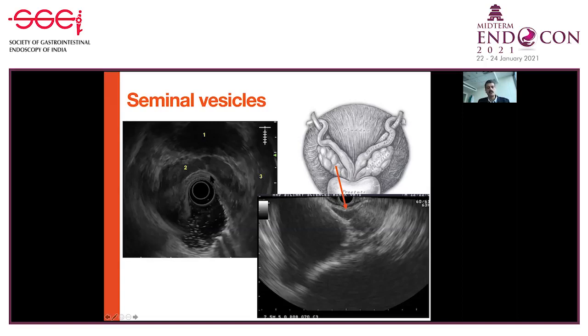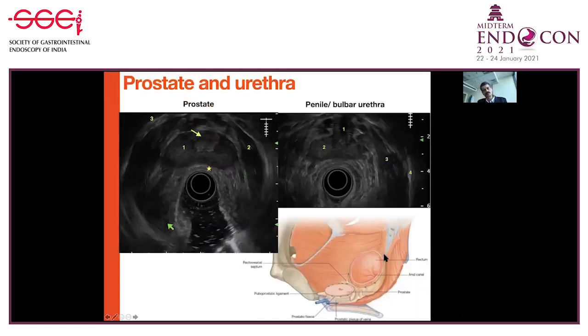This is the area of the Denonvilliers fascia. And this is a linear probe showing the same thing, the bladder, the seminal vesicles, the prostate, and the pubis. The prostate has a central zone and a peripheral zone. Again, you can do a detailed prostatic examination. Time does not permit me to tell you that.